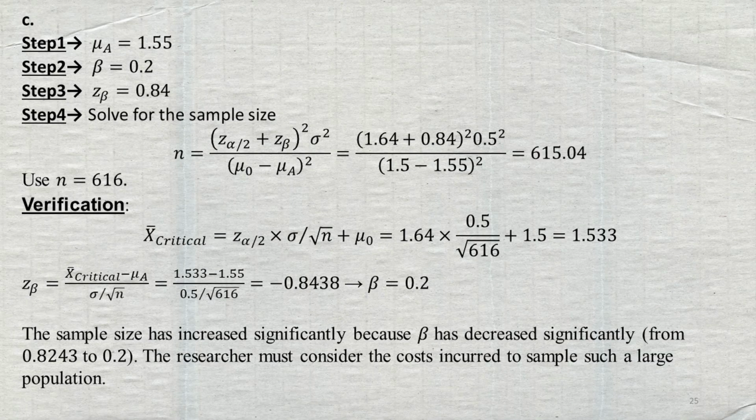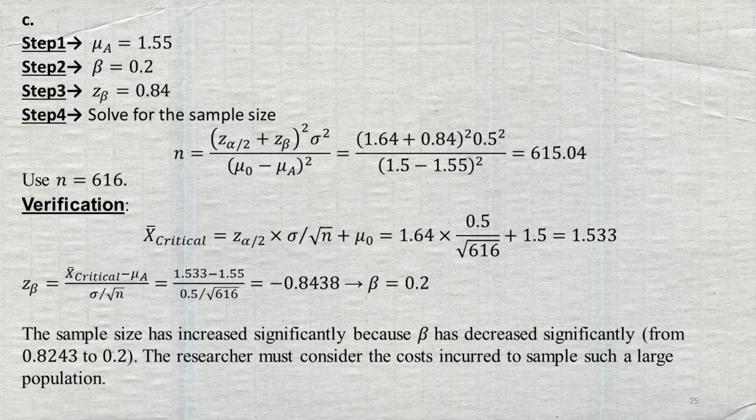Let's do question C. Step 1. Mu sub a equals 1.55. Step 2. Beta equals 0.2. Step 3. Z sub beta equals 0.84. Step 4. Solve for the sample size to find n equals 615.04. Use n equals 616.